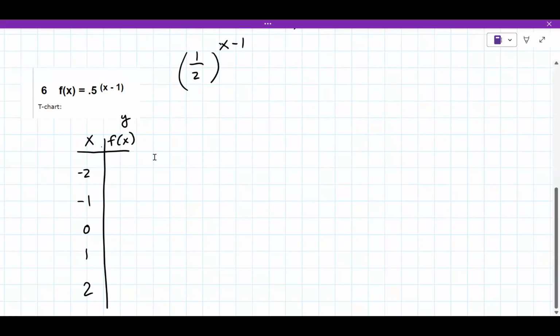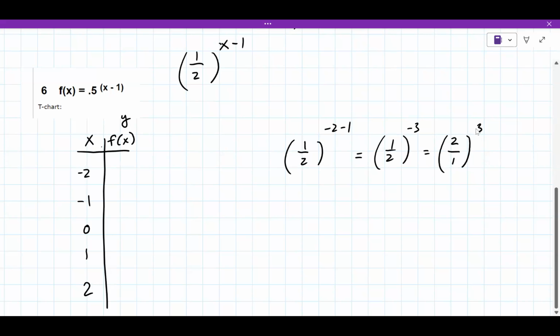Now, we start by putting -2 in for x. So that's 1/2 to the power of -2 minus 1. That's 1/2 to the minus 3 power. Okay. And there's all these exponent rules that we could go through. For example, the negative in the exponent causes the fraction to flip, and then it changes it to a positive exponent. And then the 3 gets distributed to both the top and the bottom, which becomes 8/1 or 8. Okay, so that first value is 8.